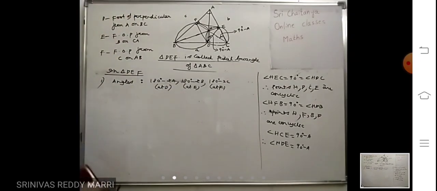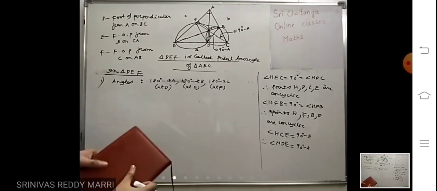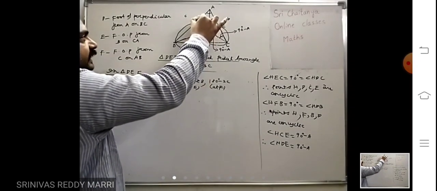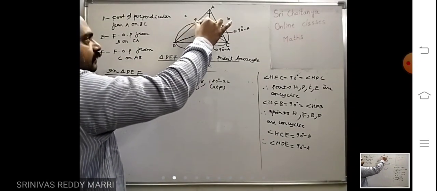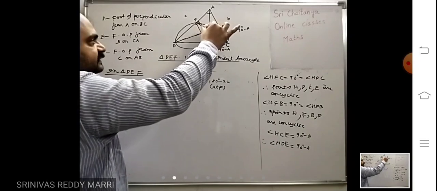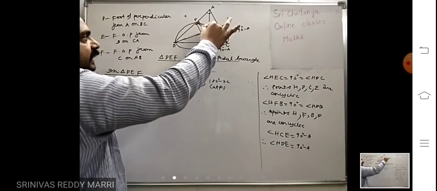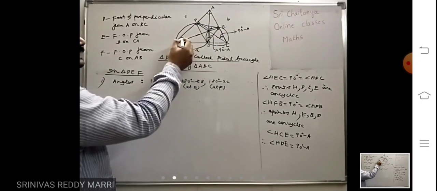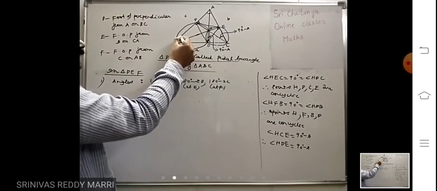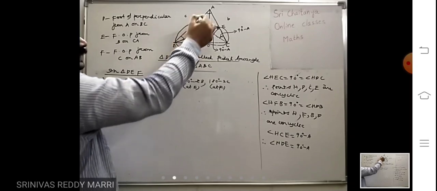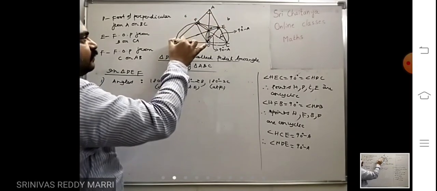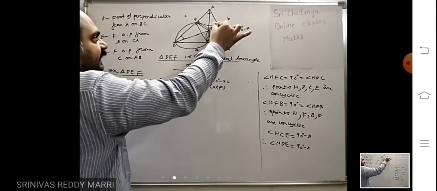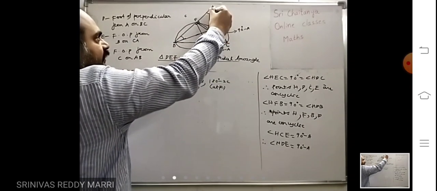Okay, right. Now look at the chord FH. Look at this chord in this circle, FH. Now I want this angle. In the triangle ABE, this angle is what?